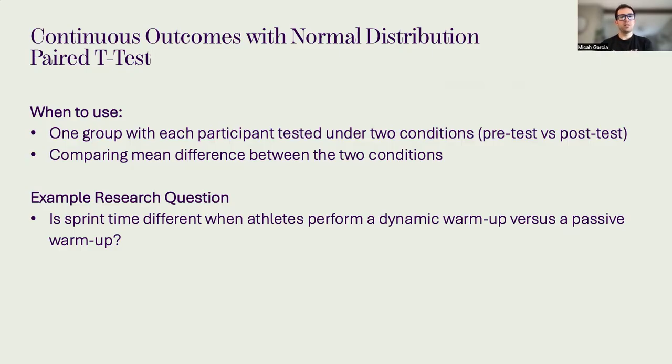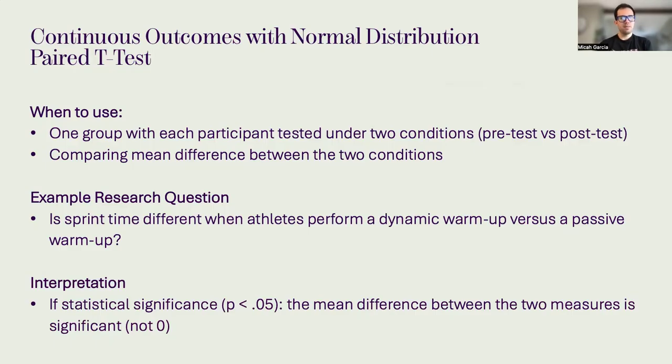And there we're going to look at the sprint time after their dynamic warm-up and their sprint time after their passive warm-up, and see if the mean value is different than 0. If that p-value is less than 0.05, this means that the mean difference between the two measures is significant and that it's greater than or less than 0.